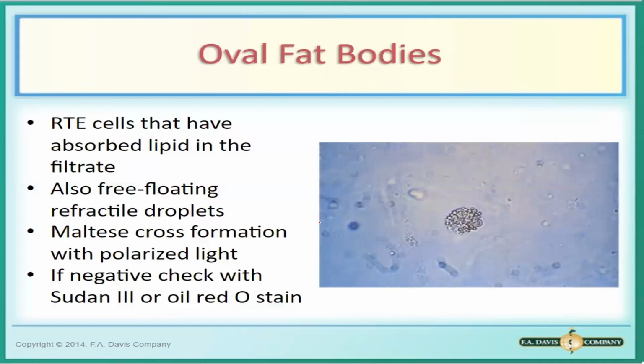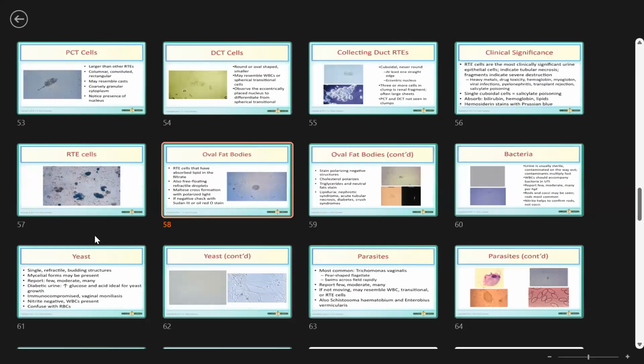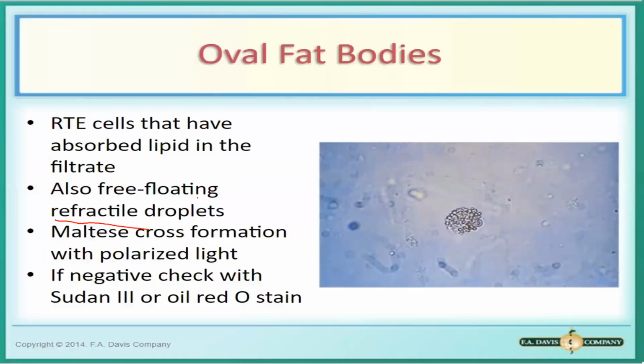Okay, next is oval fat bodies. Oval fat bodies are RTE cells that have absorbed lipids. They are free-floating refractile droplets. When you say refractile, it means na opaque sila when you see it in the microscope. They have a high refractive index.